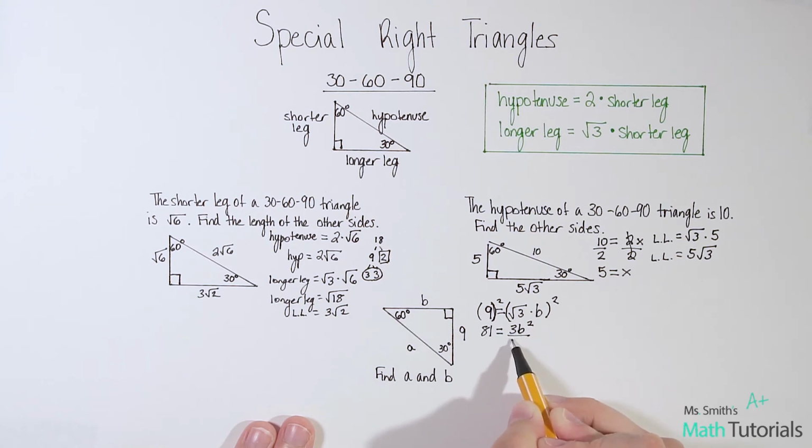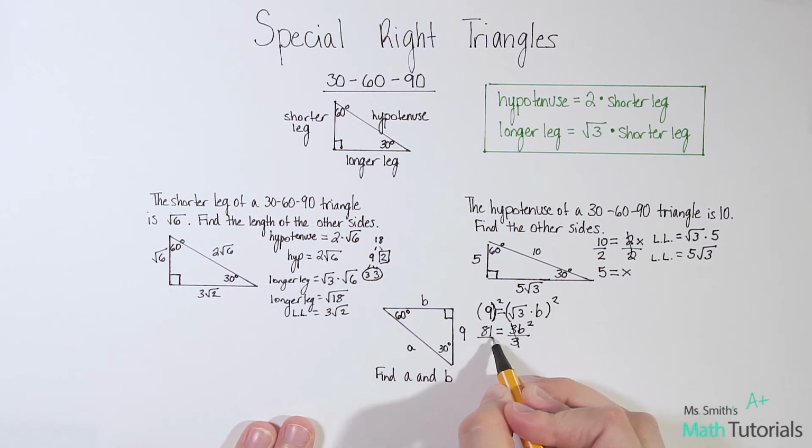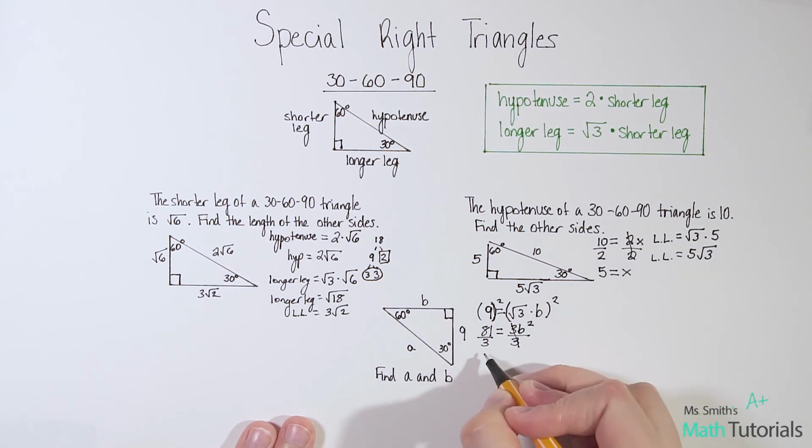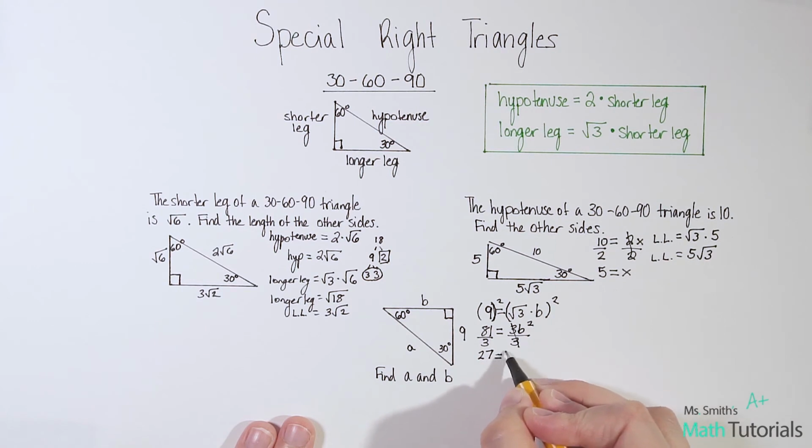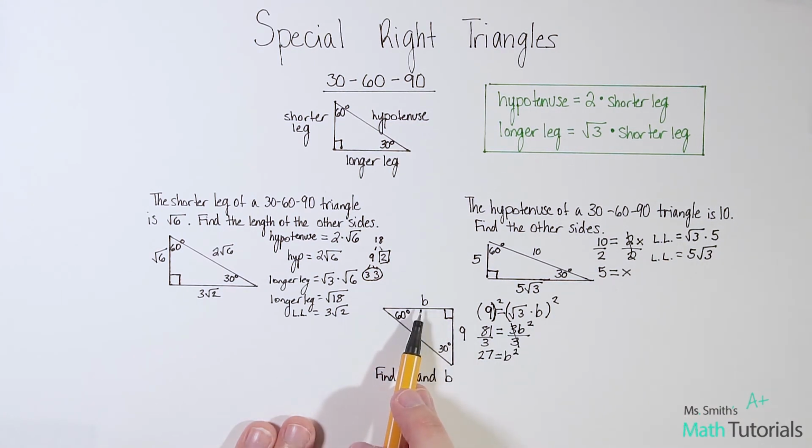This is 3 times b squared, so of course I want to get b squared alone. How do I undo times? I divide. 3 divided by 3 is 1. What I do to one side, I have to do to the other. 81 divided by 3, that's going to be 27. So I've got 27 equals b squared. But now I got to be careful because they don't want to know b squared, they want to know b. So how do I get rid of that little 2?